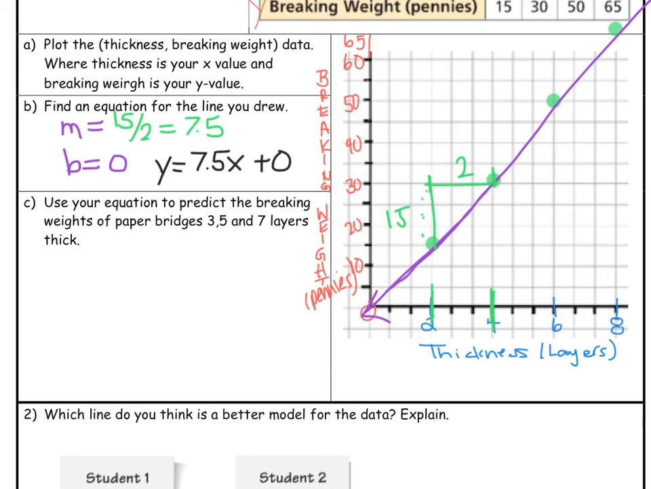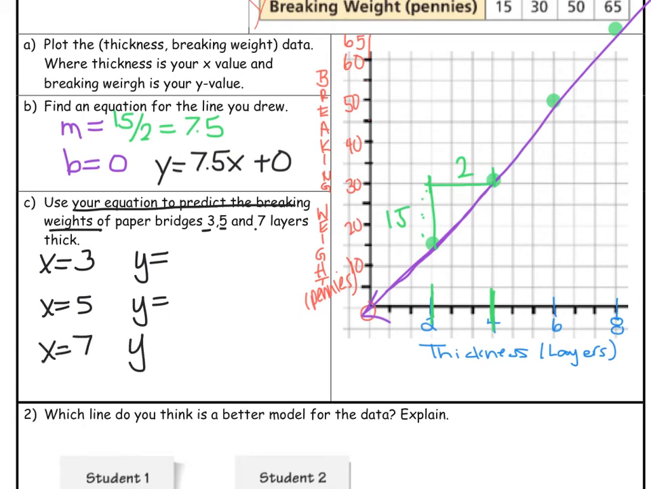So we're going to use this equation to predict the breaking weights of paper bridges 3, 5, and 7 layers thick. So when x equals 3, I want to figure out what y is. When x equals 5, I want to know what y is. And when x equals 7, we want to figure out what y is. So if I take my equation, which is 7.5x, I'm plugging in 3 for x. That's going to give me 22.5, and that's pennies. And we would round that to about 23 pennies.